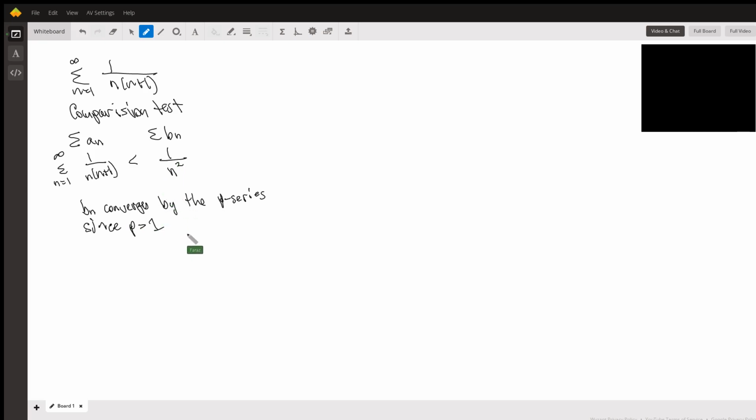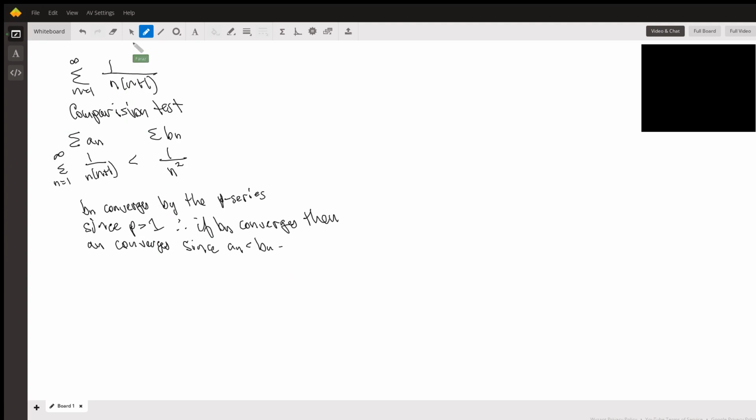And if b sub n converges, therefore a sub n converges, since a sub n is less than b sub n. Okay, so that's basically all you're showing there. And that proves your convergence. Now, the sums, you just plug in the first 4 numbers and add them together.